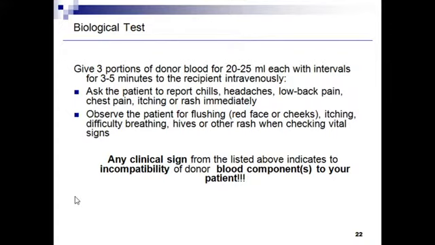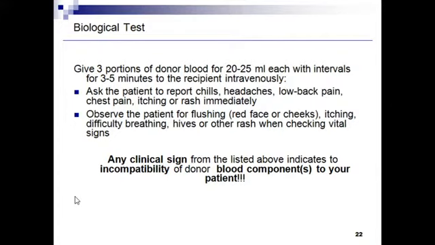And last, biological test. This is an intravenous test, a bedside test. You should give 3 portions of donor blood of 20 to 25 ml each, with intervals of 3 to 5 minutes, to the recipient intravenously. And next, you should observe 2 very important points.